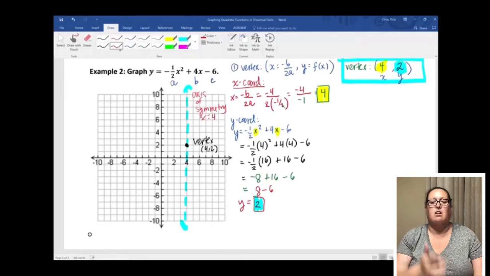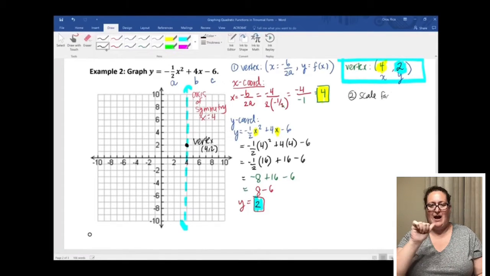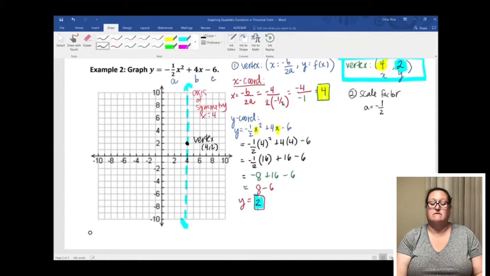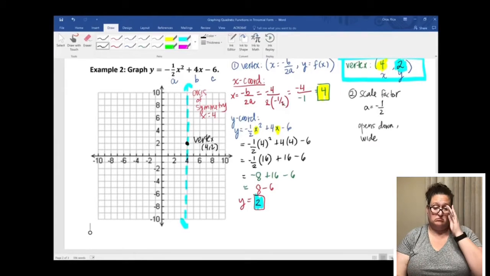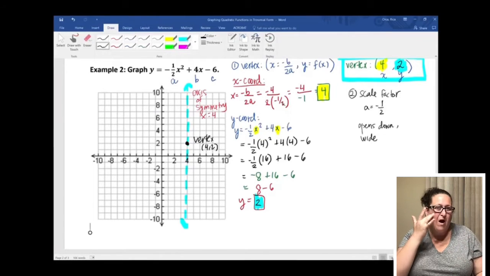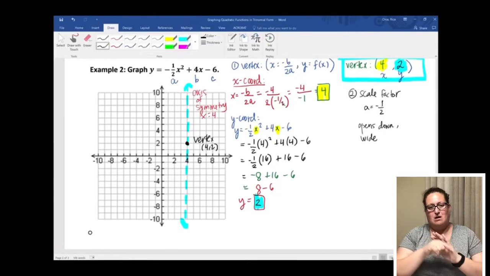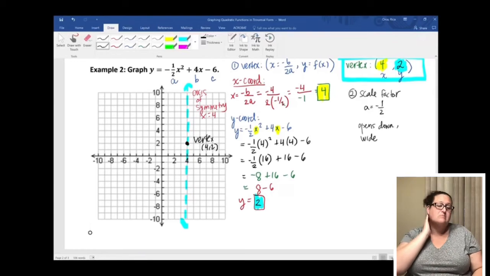Now let's use our scale factor. So moving on to step 2, our scale factor, that's our a value. A equals -1/2. I know two things. I know that the parabola opens down, and I know that my parabola is going to be wide because my a value is -1/2, and that number is between -1 and 1. With that in mind, let's go ahead and use our scale factor.